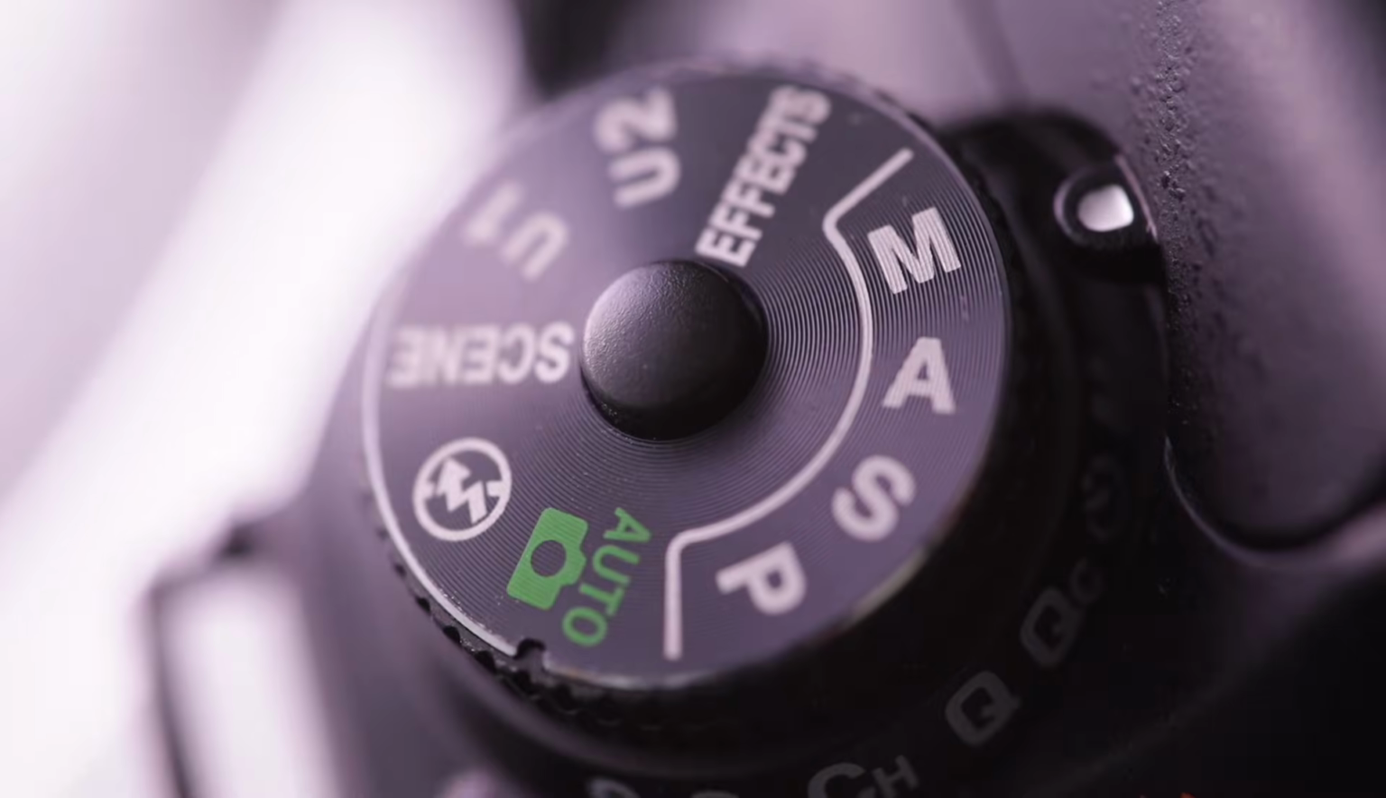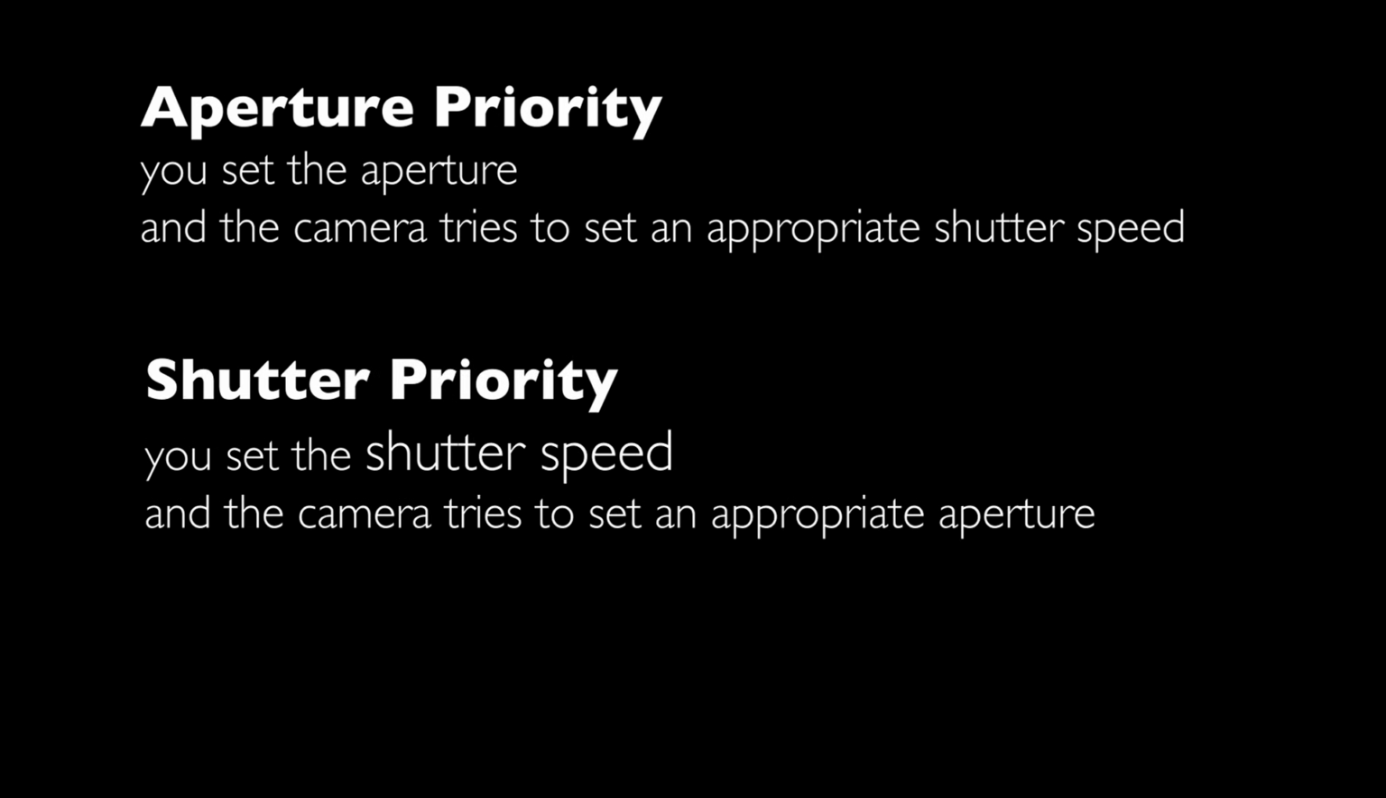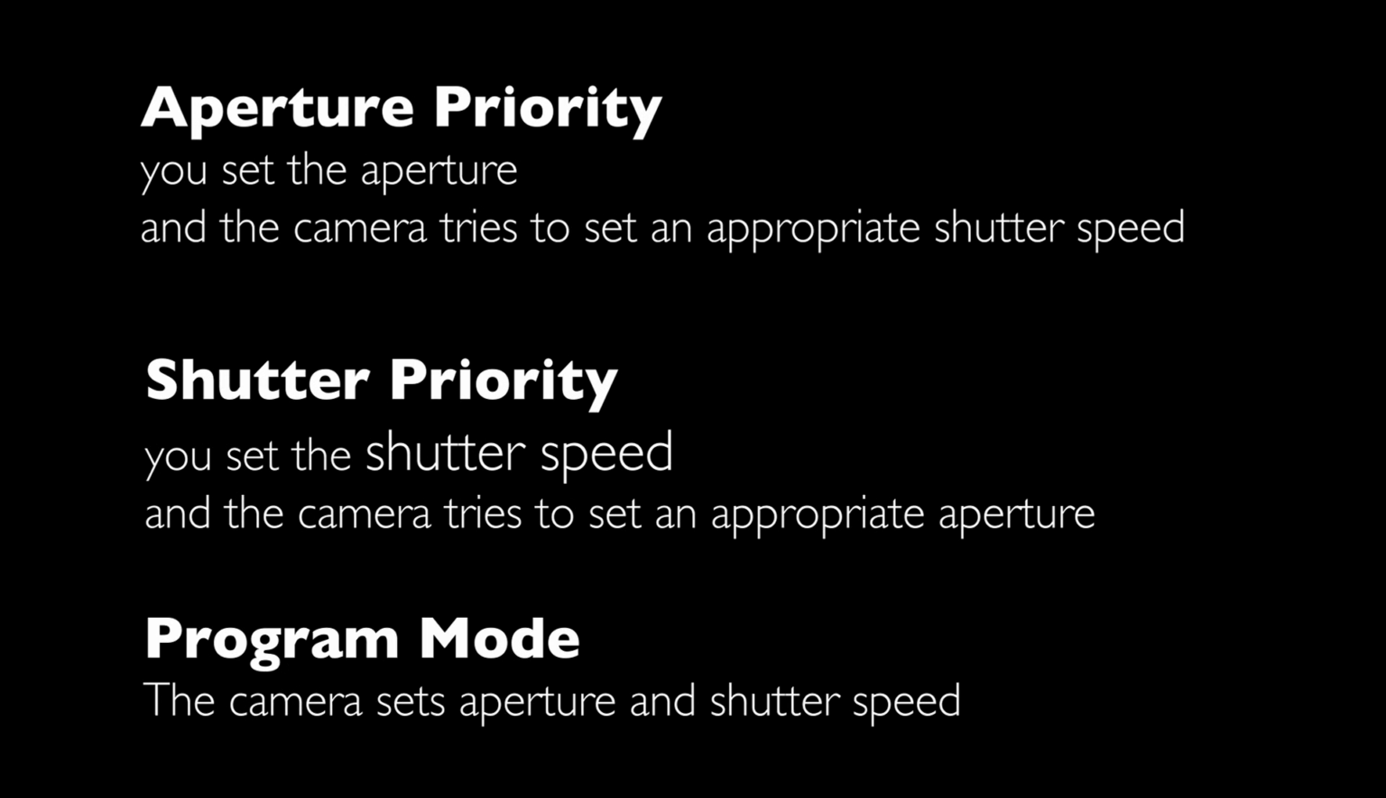To begin, let's use the M setting. M is for manual. Note the A, the S, and the P modes right next to the M. In A mode, aperture priority, you set an aperture and the camera will pick a shutter speed and try to set a proper exposure. In S mode, shutter priority, you set the shutter speed and the camera will do its best to pick a proper aperture. And in program mode, the camera will set both a shutter speed and an aperture to try and get the proper exposure. So why not simply use those automatic modes?